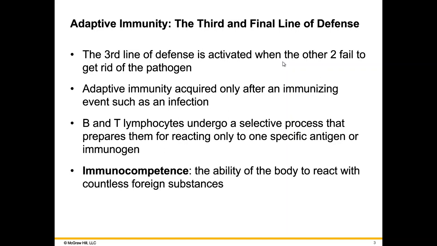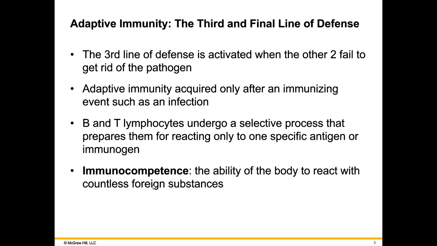The cells that are a large part of this process are B and T lymphocytes. So other things that we talked about that were cellular were in the second line of defense. So make sure that we're clear on which types of cells come into play in which line of defense. So the third line of defense, again, are B cells and T cells. And those are two varieties of lymphocytes that will undergo selective processes that will prepare them for reacting to specific antigens or immunogens. And with that, we have this term that we need to familiarize ourselves with, which is immunocompetence.